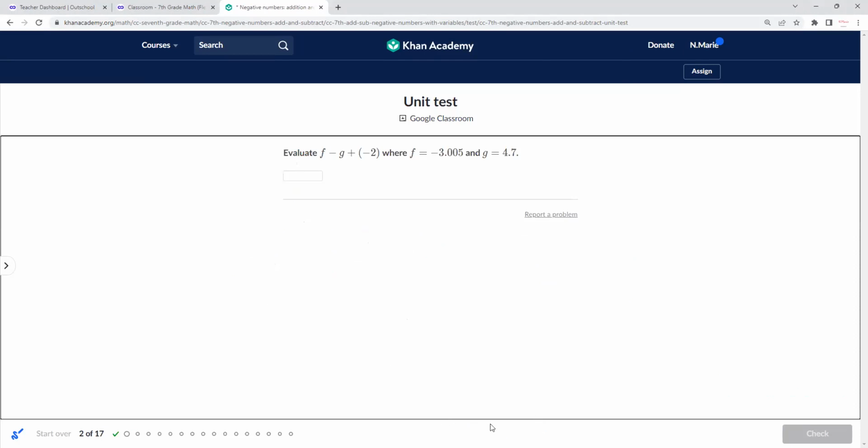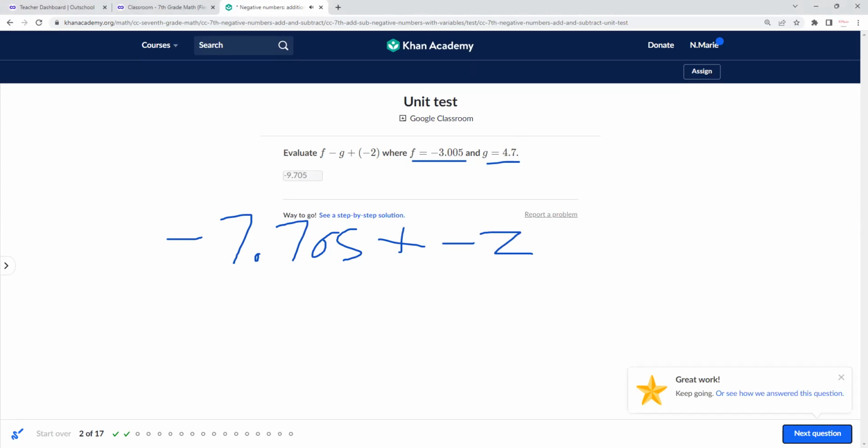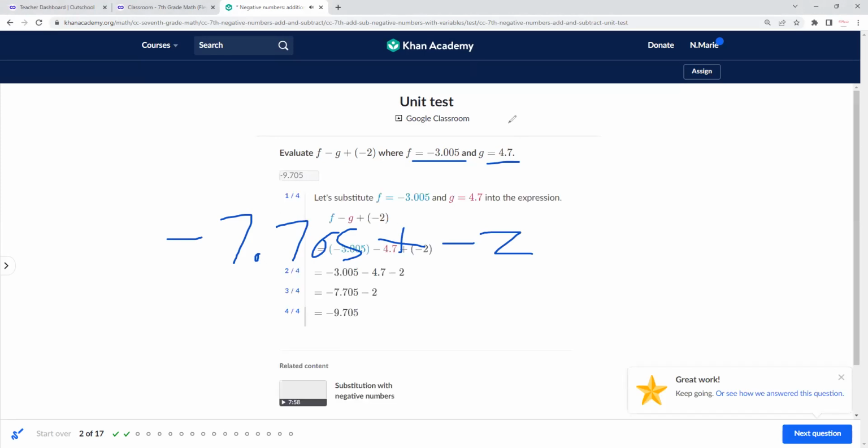Okay, it says evaluate the expression. F is this and G is this. So if I did F minus G, I'm going to use my calculator for this. -3.005 minus 4.7 gets me -7.705. Plus -2. So if I added -2 to that, I would have -9.705. For these decimal ones, it's okay to use a calculator, but you can also do it by hand. Being that you're in 7th grade, you should know how to add and subtract decimals.